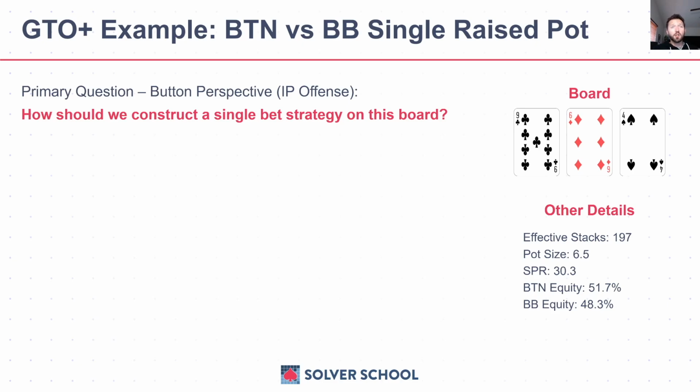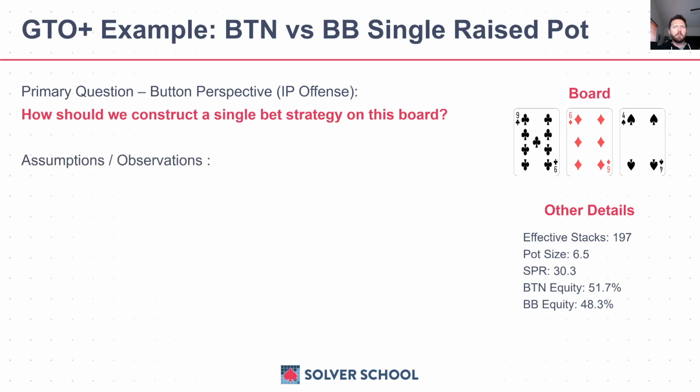Our effective stacks are going to be 197 big blinds, where the pot size is going to be 6.5 big blinds. So in our scenario here, the button opens to 3 big blinds, the big blind calls, and the small blind folds. That yields an SPR of about 30.3 to be exact, and the button is going to have a slight equity advantage over the big blind, 51.7% to 48.3% in this scenario.